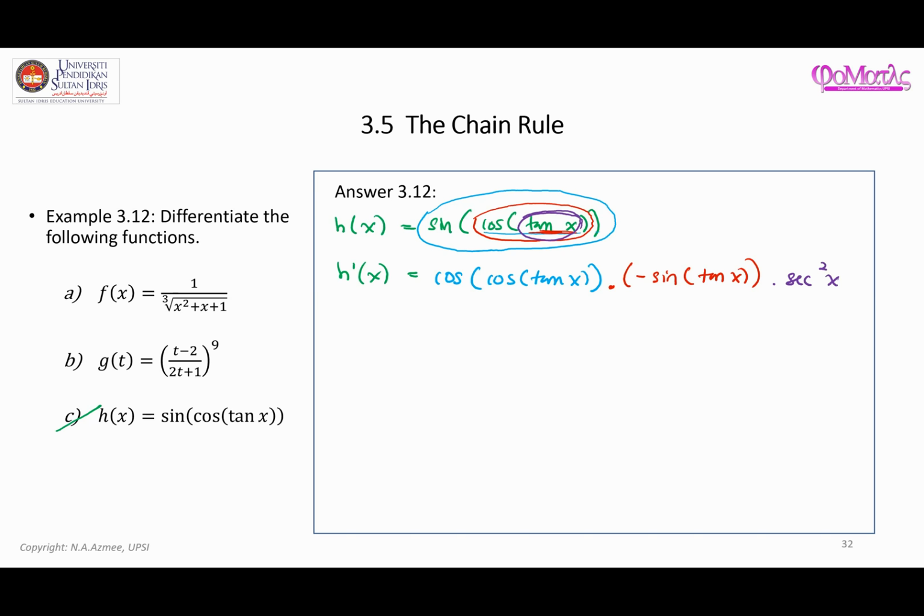Based on this, we can try to write it down in a simplified manner, but I don't think there is much that can be simplified. But let us try to do this. Perhaps the negative sign can be brought forward. So here we have negative cos of tangent of x, and then we multiply with sine of tangent of x, and then we have secant of x squared, and I think that is all that we can do.